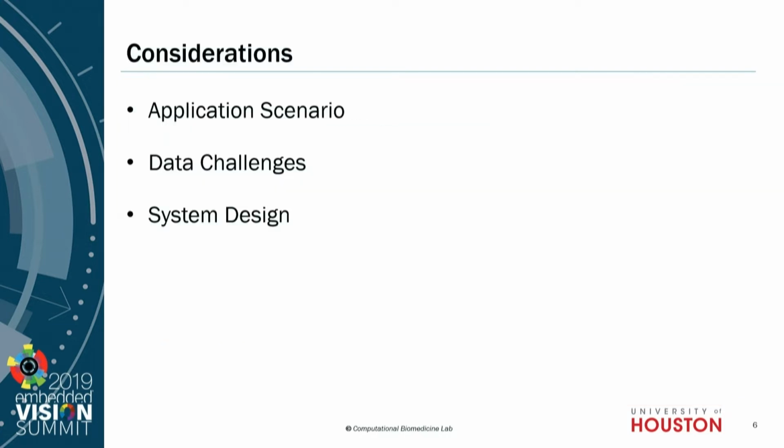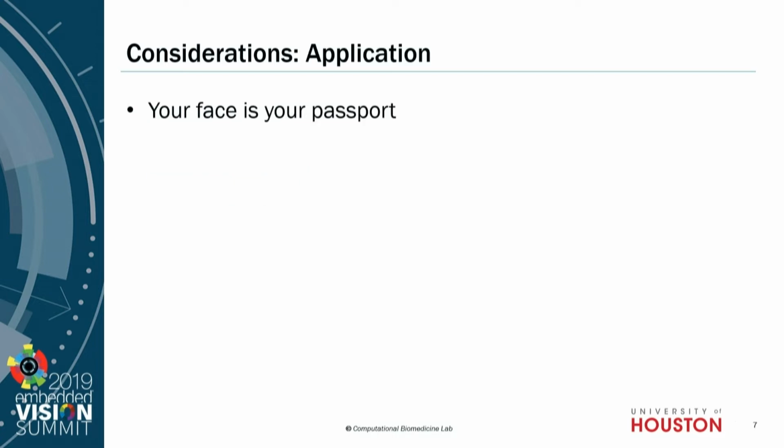So basically, the three things that we are going to talk about today is that you need to pay attention to your application scenario. What are the challenges that your specific data will bring to the algorithm? And what are your hardware, software requirements or constraints that your application requires? Okay? So let's talk about the application.